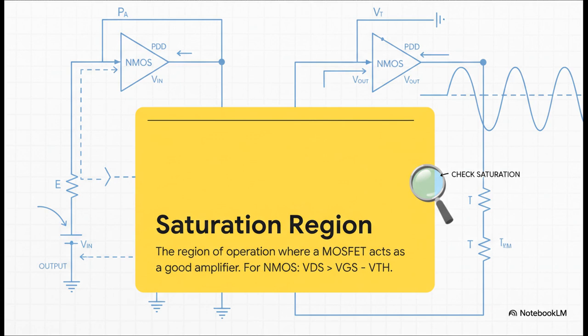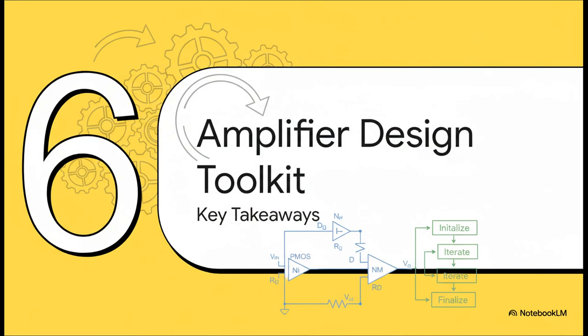Okay, now for the golden rule. The absolute, non-negotiable, most important rule for making a MOSFET act as an amplifier. It must be biased in what's called the saturation region. If it's not, it stops behaving like a nice voltage-controlled current source and starts acting more like a crummy voltage-controlled resistor. You get no amplification. For an NMOS, the condition you always have to check is that the drain-to-source voltage, VDS, is greater than the gate-to-source voltage, VGS, minus the threshold voltage. Check this, always.